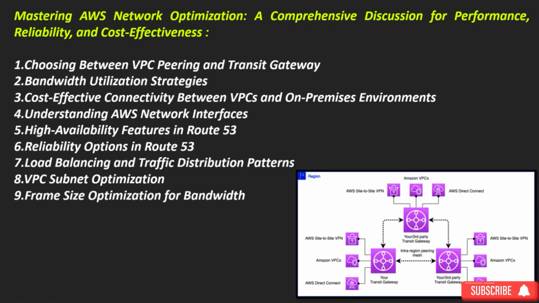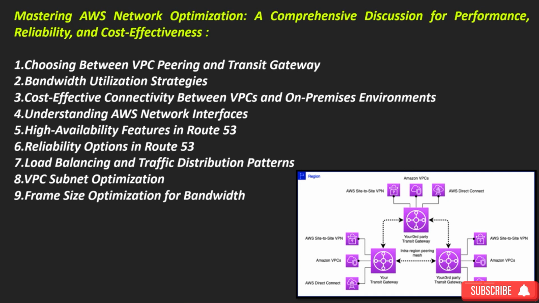The third point will be a very important point: cost-effective connectivity between VPCs and on-premises environments. Achieving seamless connectivity between your AWS VPCs and on-premises environments is a very common requirement. We need to explore various cost-effective options, considering factors such as Direct Connect, VPNs, and AWS Transit Gateway to ensure a reliable and affordable data transfer process.